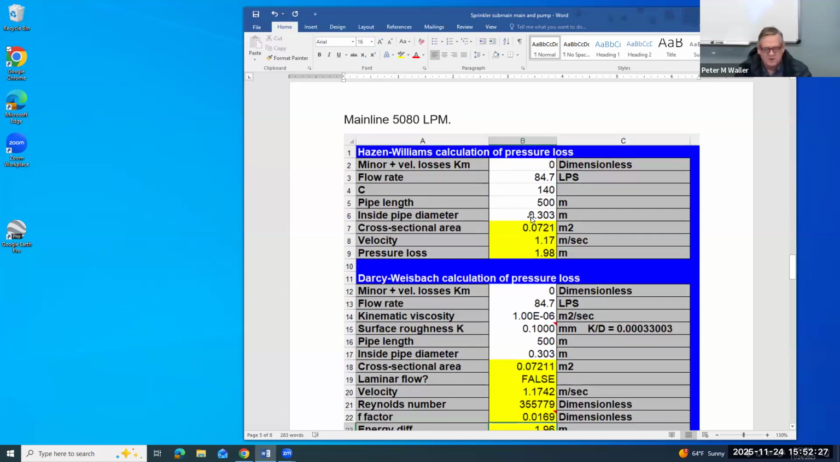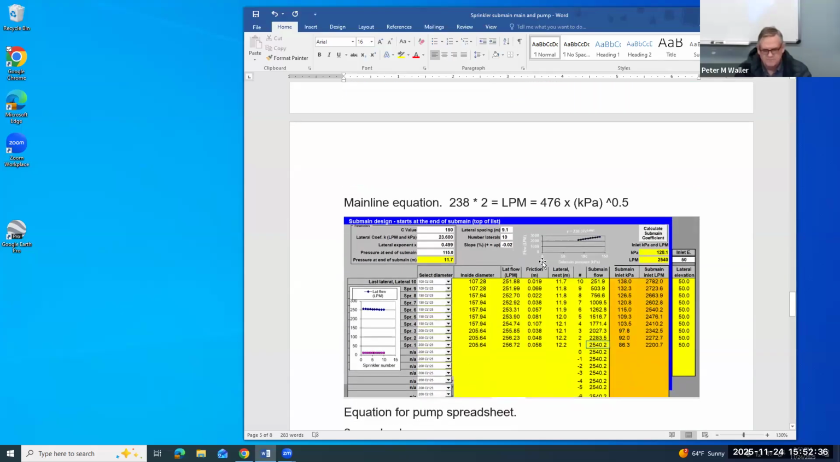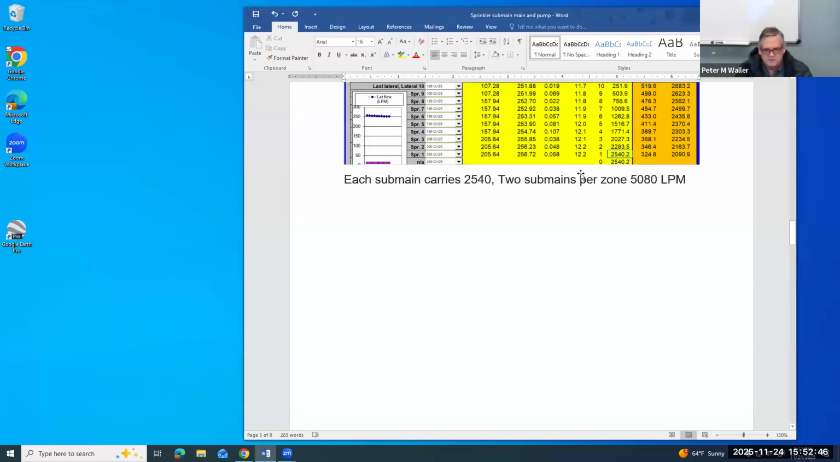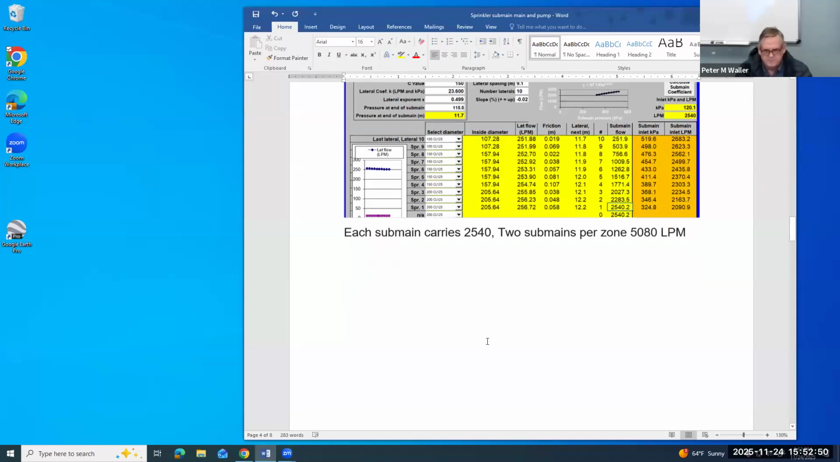If you try to use smaller pipe, like 10-inch, then it's more expensive. It's more pressure loss. Okay. So then you have a mainline equation, which would, oh, I did calculate the submain coefficient here. It turned out to be 238. I just didn't show it on this one.